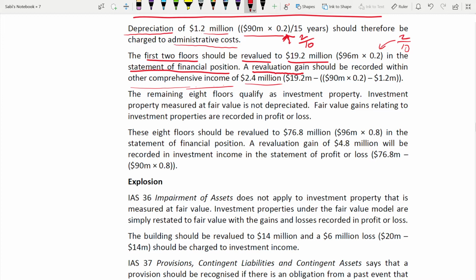See, depreciation, you need to deduct the depreciation. Okay. In the revaluation gain, when you are taking, remember, what are you taking in the OCI?